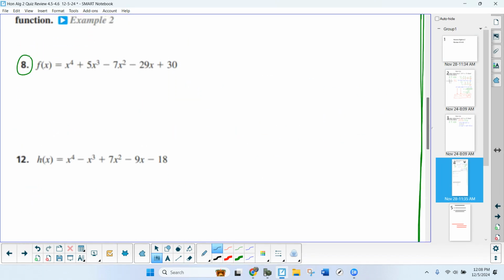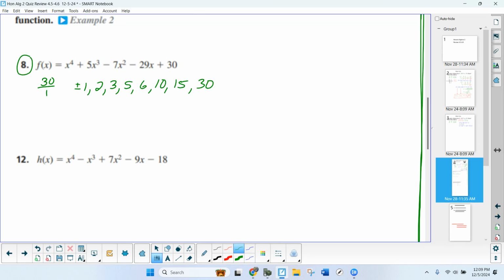Do you guys still need 8? Or do you feel good about 8? Still need 8? Okay. So on problem number 8, how many solutions will I have? 4. I know I have P over Q. P over Q is 30 over 1. So it's just factors of 30. So that's plus or minus 1, 2, 3, 5, 6, 10, 15, and 30. I think I got them all.